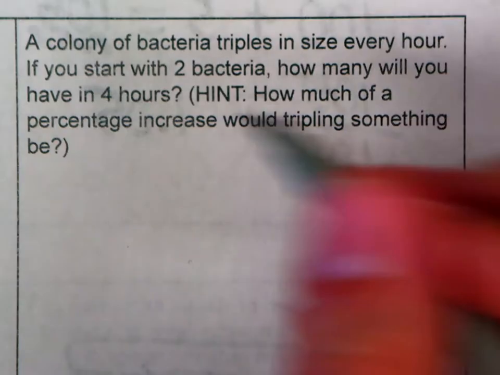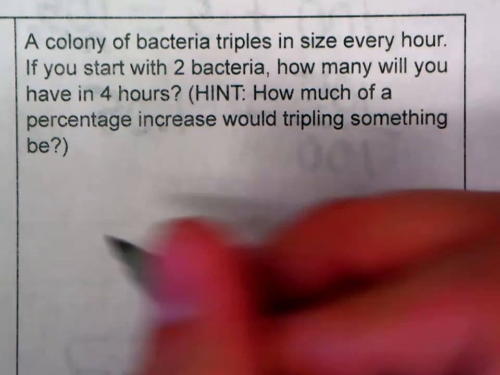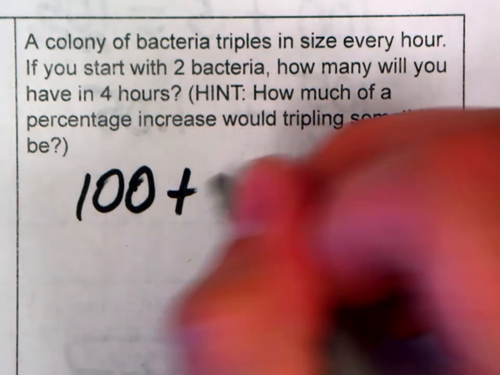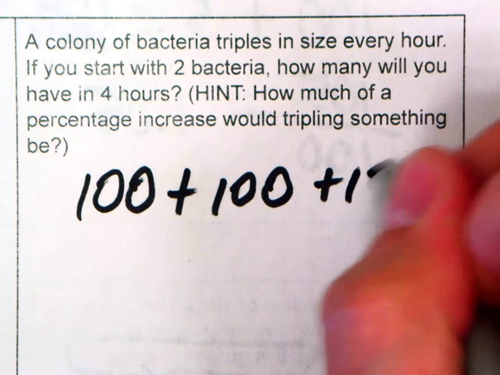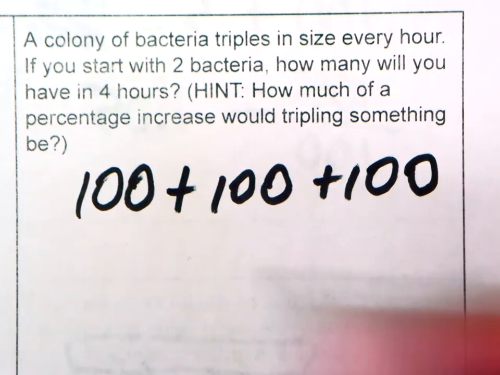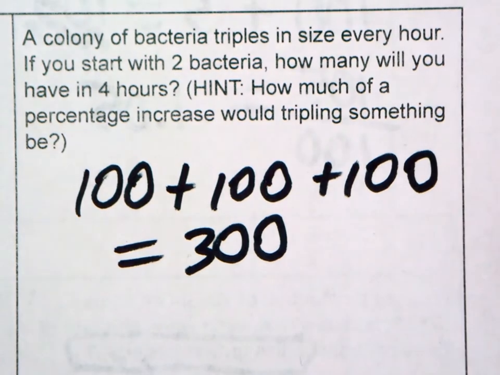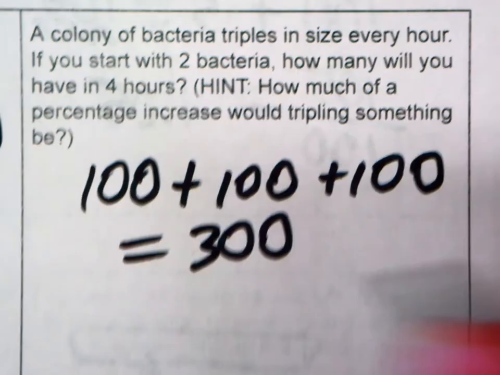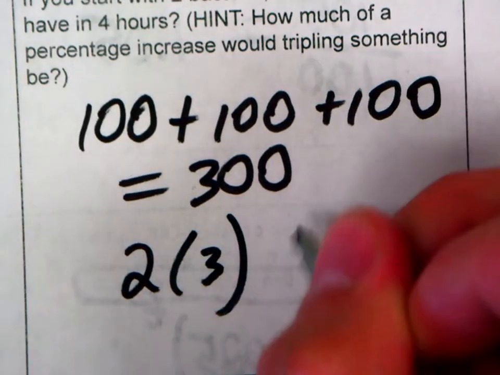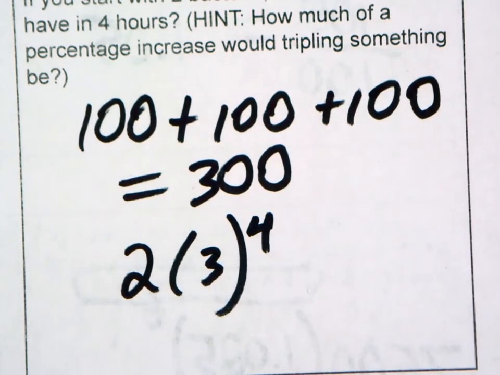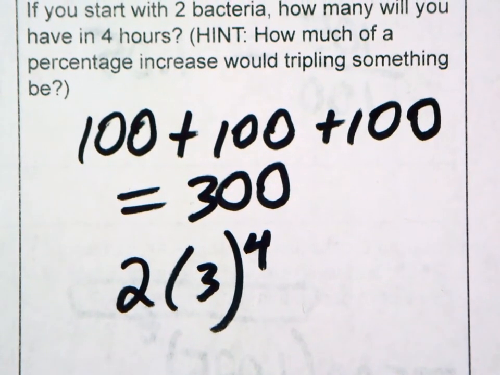Last one, if something triples in size, well, that's starting with 100%, adding another 100%, and adding another 100%, and we end up with 300. And if we move our decimal place back over, guess what? It's just times 3, because that's what triple means. So 2 times 3 raised to the 4th. That'll tell you the number of bacteria.